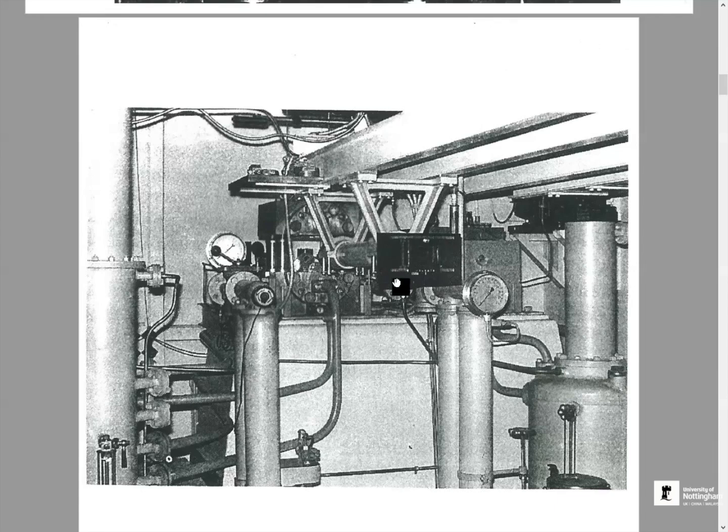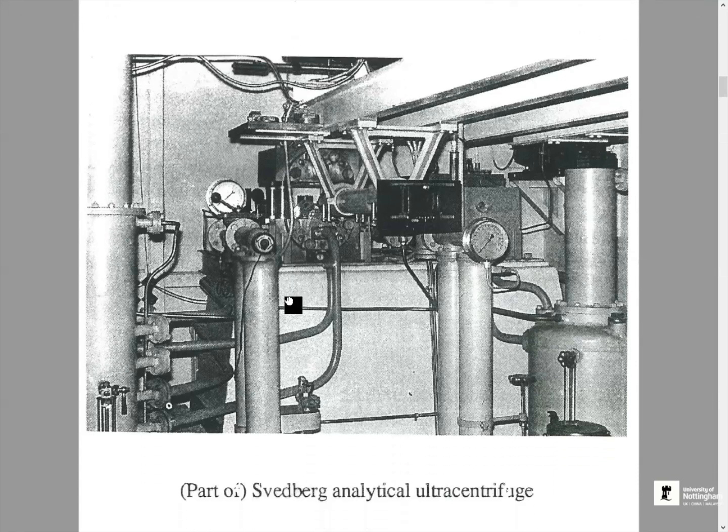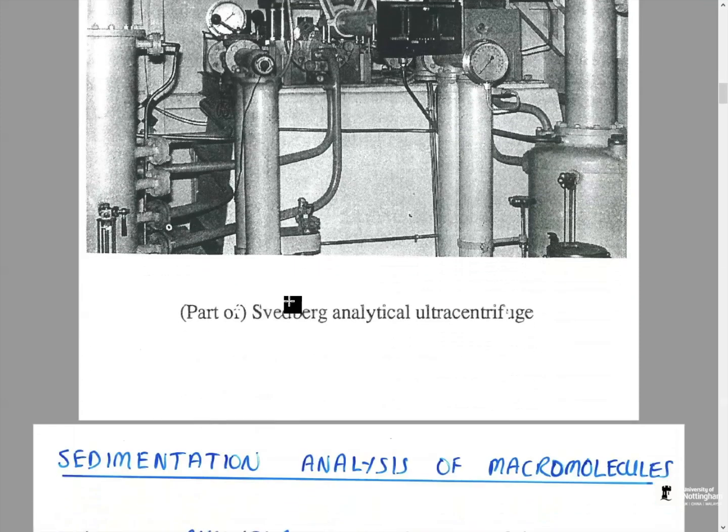Like this is a photographic plate here. This is a Pirani gauge for measuring pressure, because we spin things at very, very high speed, so it has to be at a very high vacuum. And there's a refrigeration to control the temperature and everything. So it wasn't an instrument as such. It was just a room full of pieces of optical equipment, vacuum pumps, diffusion pumps, refrigeration devices and things. The whole room was the ultracentrifuge. So this is part of the Svedberg analytical ultracentrifuge.